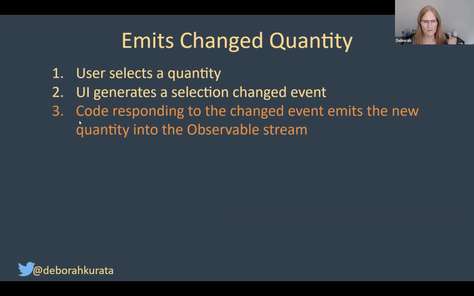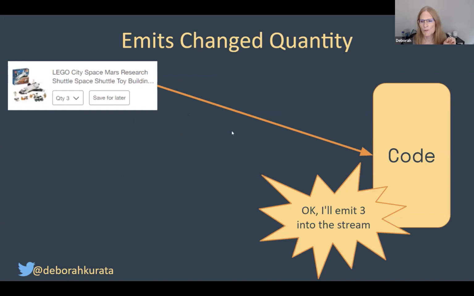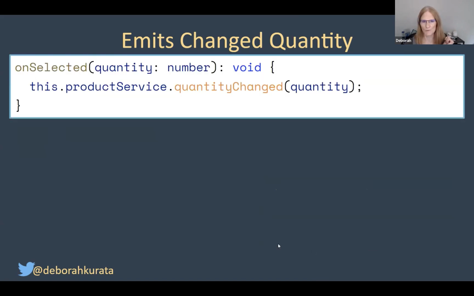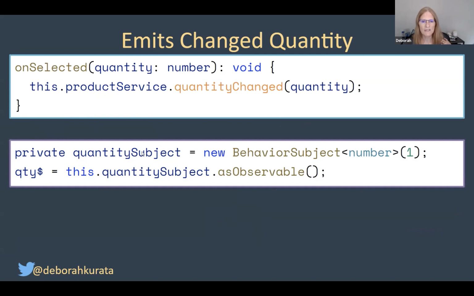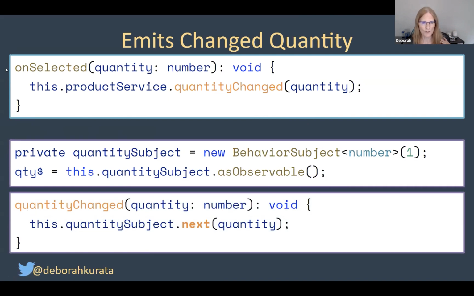Okay, so that was our second step. Our third step is our code responds to the changed event. Our code responding to the changed event emits the new quantity into the observable stream. So the code then says, okay, I saw that the UI changed. I'm going to now emit 3 into the stream. So here again is my onSelected method in my component. It's calling my service. Here again is my behavior subject in my service. It's purple. And here is the quantity change. So my component is calling my service and nexting out that quantity.